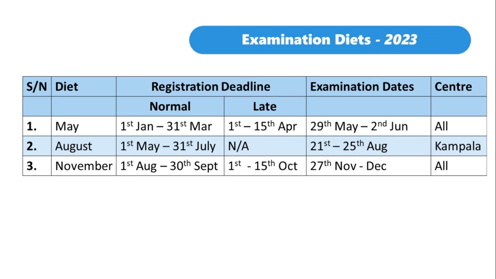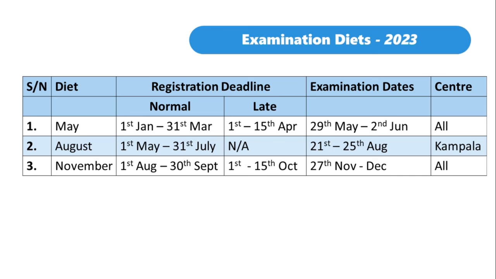Now, for the May examination diet, the normal registration will be running from 1st of January ending 31st of March. If you don't make it through the normal registration, you can do the late registration, which will run from 1st of April up to 15th of April. For the May examination diet, examinations are going to be done from the 29th of May to 2nd of June. And of course, we shall conduct this at all the centers.